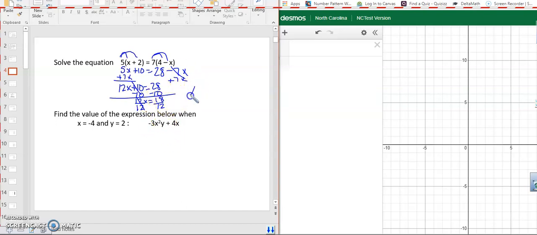Now, if you can reduce this fraction, you need to reduce it. It does reduce by 6, so that's 3 over 2 for our answer. They may write it as 1.5. Either one of those works. It's the right answer. Now, this is another type of equation where they want you to solve, but they tell you what x and y are. So we're going to replace the x and y's with these two numbers.